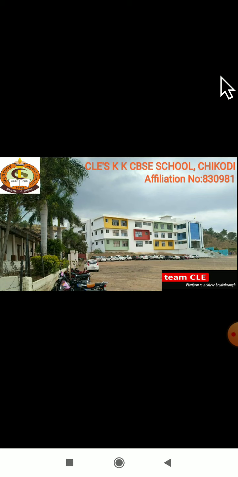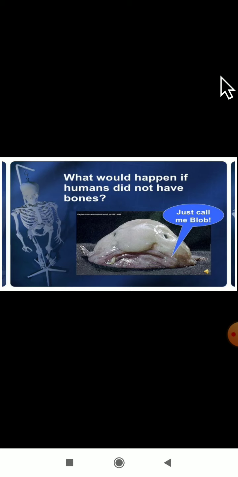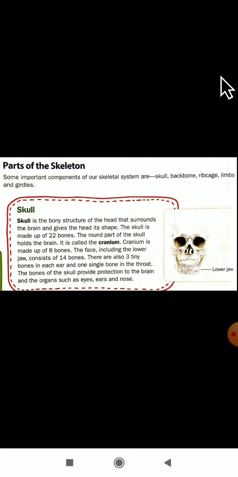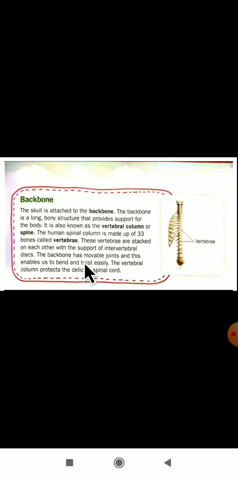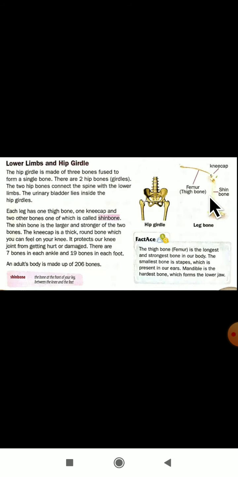In the previous video class, we were studying the lesson skeletal and muscular system. Till now, what all did we study? We studied the definition of the skeleton, the skeletal system structure and functions, and how many bones there are in a born baby and the adult human body. Then the parts of the skeleton: the skull, the rib cage, the backbone, and the other bones like limbs and girdles.